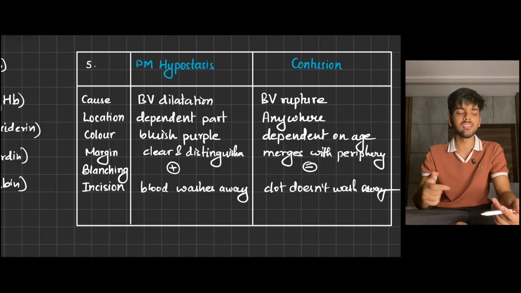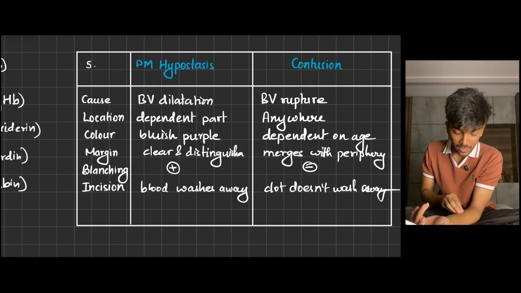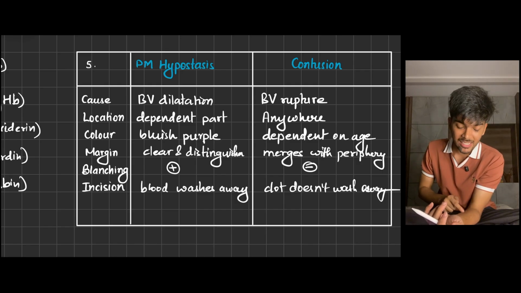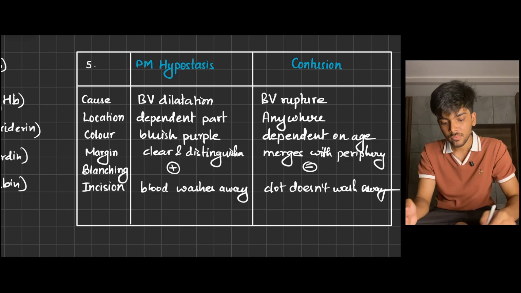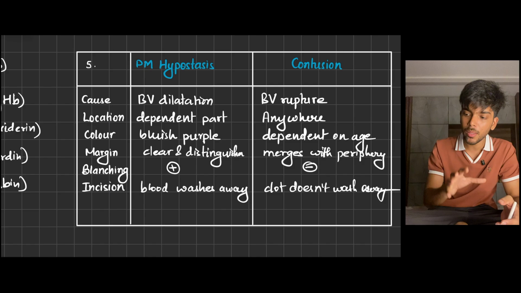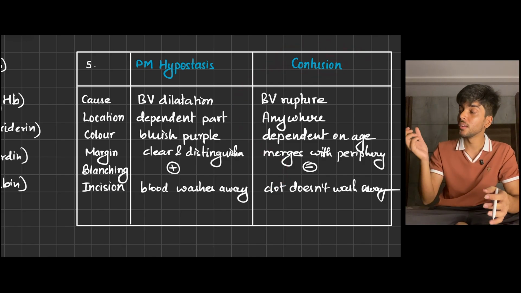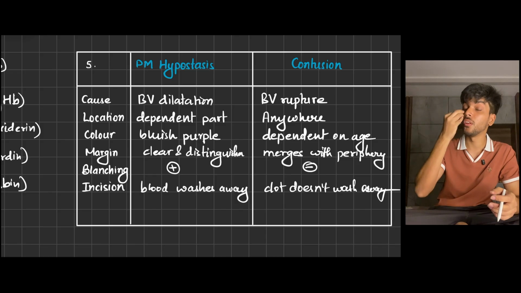What is blanching? Blanching is when you press over the collection of blood and the blood gets pushed away, resulting in transient pale area. Postmortem hypostasis, when you cut and then try to wash away, the blood will wash away. Contusion, when you make an incision over the bruise and then put it under running water, the clot will not wash away.